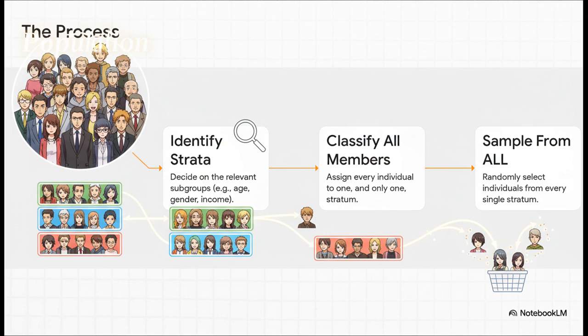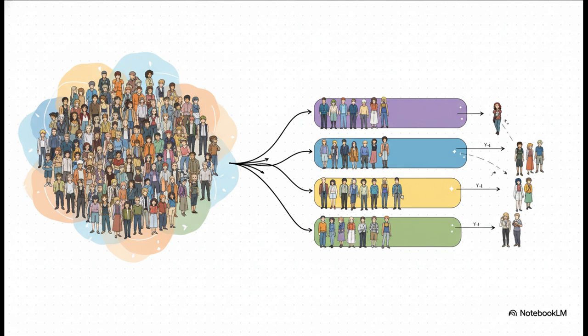And the process itself is, you got to be honest, pretty intense. First, you figure out who you're studying. Then you decide on your strata. Then you have to take every single person in your population and put them into one and only one of those boxes. And here's the most important part. You then take a random sample from every single group. Nobody gets skipped.